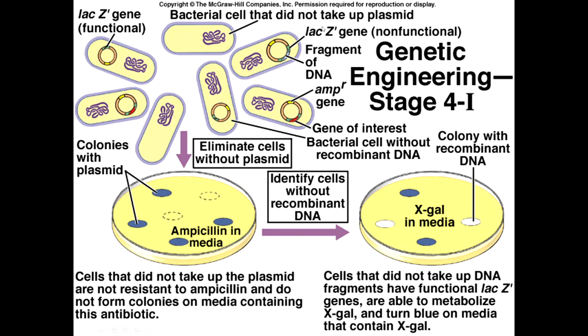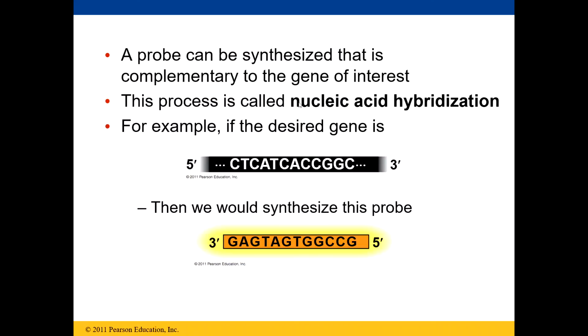But we don't know, out of those that have recombinant DNA, which one has this gene. We need to find the specific gene. We know they all have some gene. We don't know which ones have the gene of interest. And this is where stage 4, our secondary screening, comes in. And here we're going to use radioactively labeled probes to identify the gene of interest. And this process is called nucleic acid hybridization.